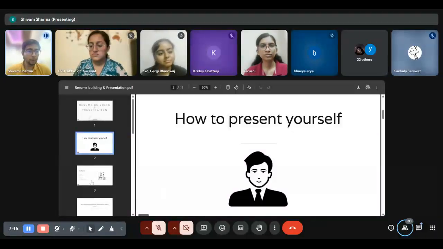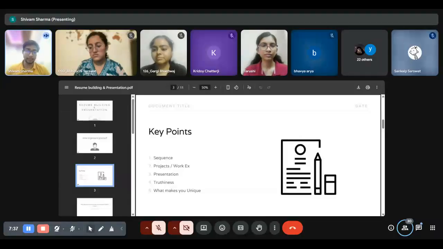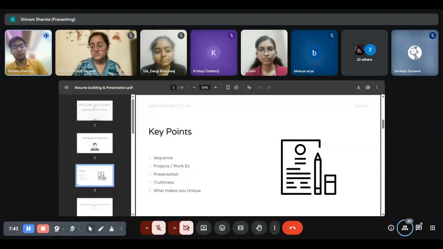Okay, moving on to the next thing about the resume. What are the key points that you should have in your mind before drafting your resume? First one is definitely the sequence, because everyone goes from top to bottom. So whatever we see at the top, that is something we give the highest priority, right? After then the projects and the work experience section. This is really, really important one. Why am I emphasizing more on this?